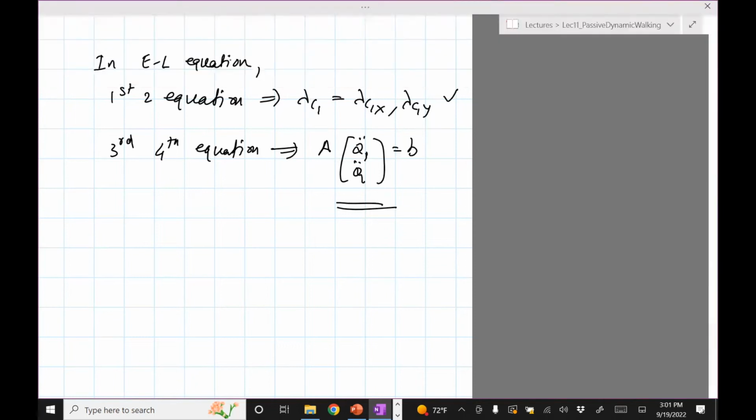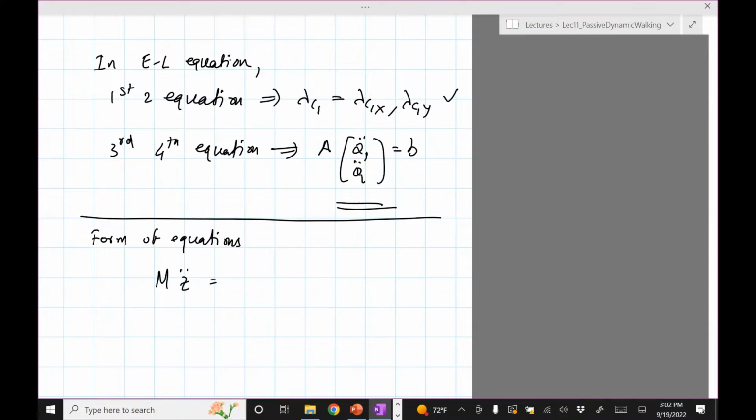One thing to remember is that even though I'm only interested in those two equations from the third and fourth, I have 4 equations from Euler-Lagrange, and I'm using the third and fourth. The actual form of the equations is something like this.